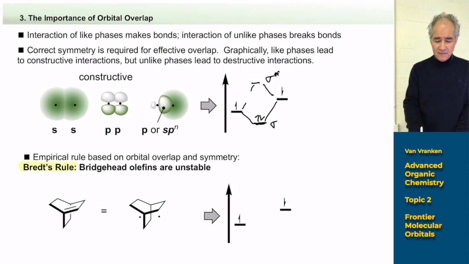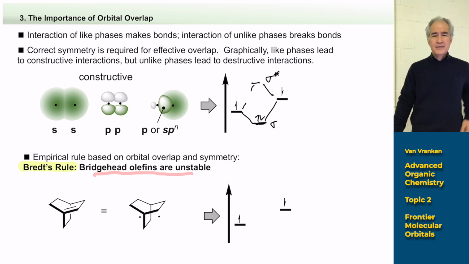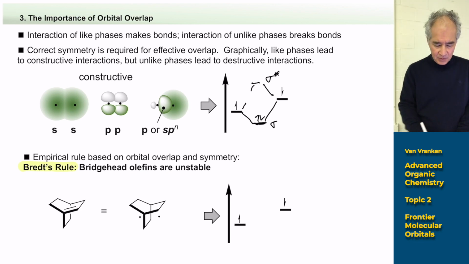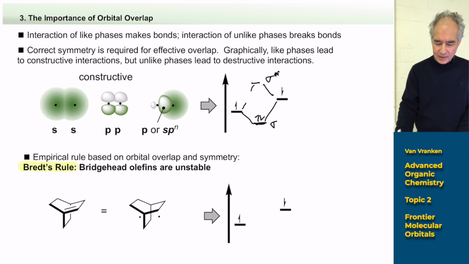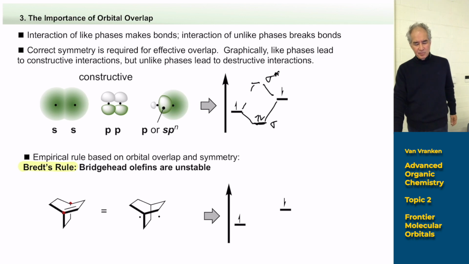Bredt's rule is simply formulated as saying, bridgehead olefins are unstable. Don't make bridgehead olefins. Now, if you don't know what a bridgehead is, let me explain that. When you've got bicyclic systems, like this one over here, composed of normal sized rings, like 5, 6-membered rings, sometimes 7, the two atoms that join those ring systems are called the bridgeheads. Let me go ahead and label that here. This atom with the red dot is one bridgehead. That's the other bridgehead. Those are the bridgehead atoms. In this case, they're bridgehead carbon atoms.